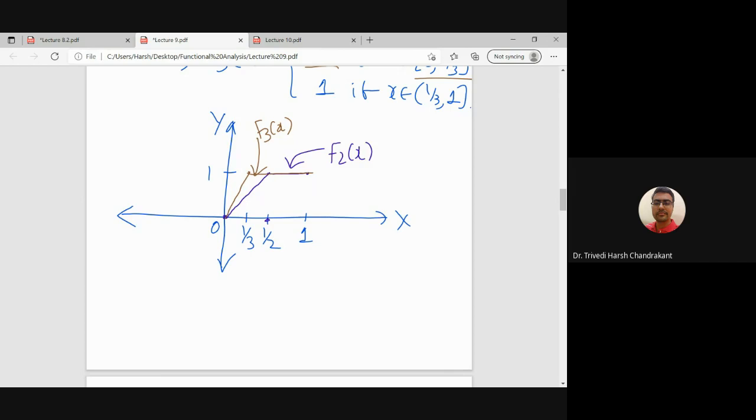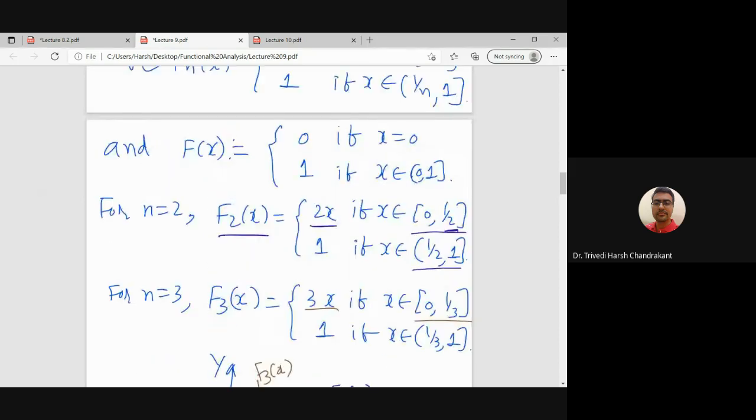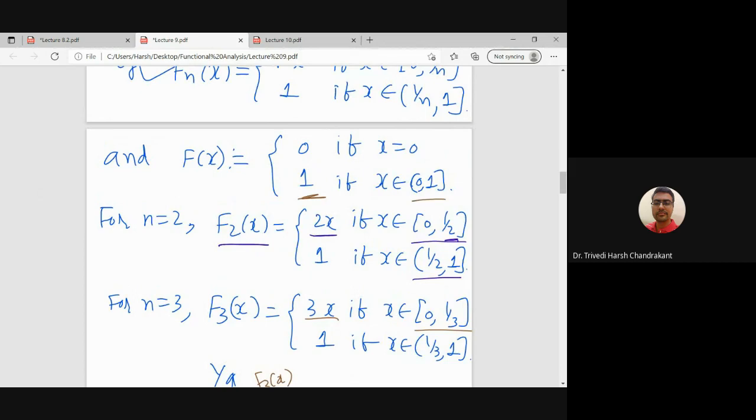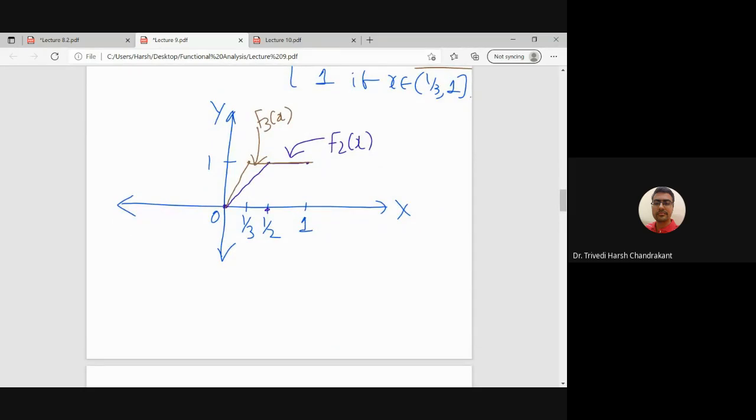So as n approaches infinity, we can see that the graph is actually approaching the function f(x) equals constant 1. So that is exactly this function. f(x) is 1 for values other than 0, and at 0 it is 0.